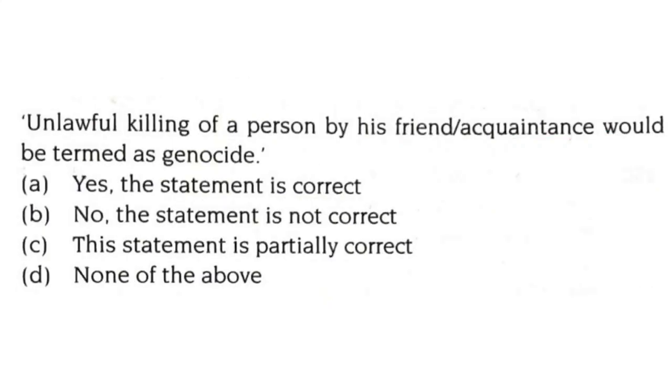Unlawful killing of a person by his friend, acquaintance would be termed as genocide. No, it would be culpable homicide amounting to murder. So the statement is not correct. It will not be termed as genocide.